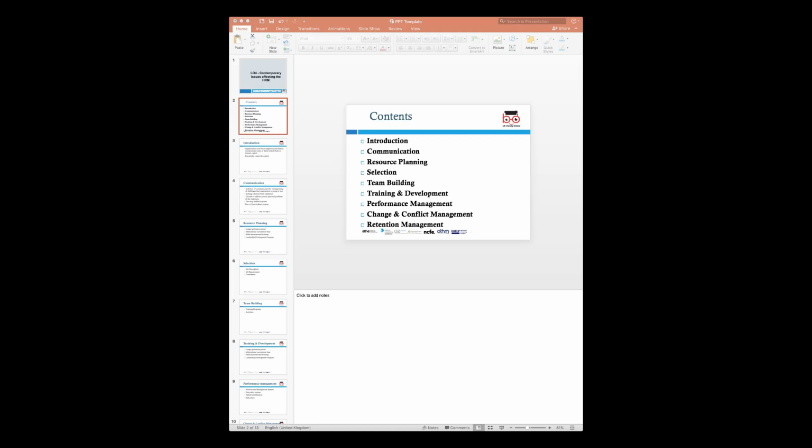So we look at issues like communication, resource planning. I'll get into a bit more detail, but I'm just highlighting it on the slide here. So you have issues related to selection. That means recruitment and selection. We have issues which could also be looked at from a team building perspective, training and development, performance management, change and conflict management, and retention management.